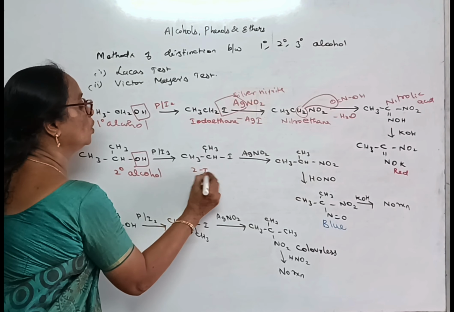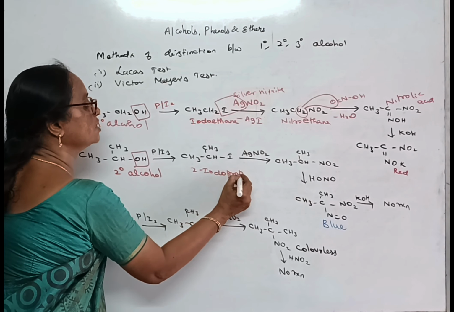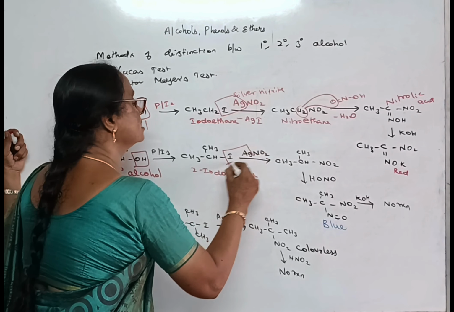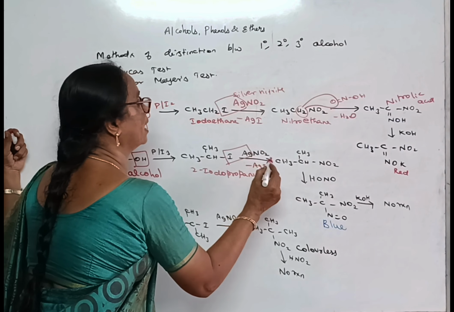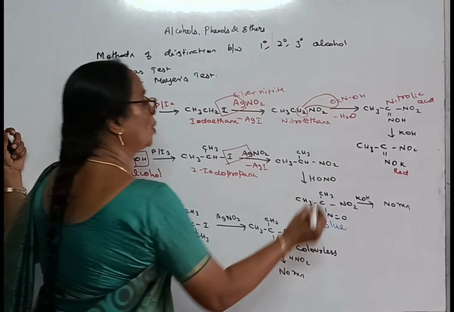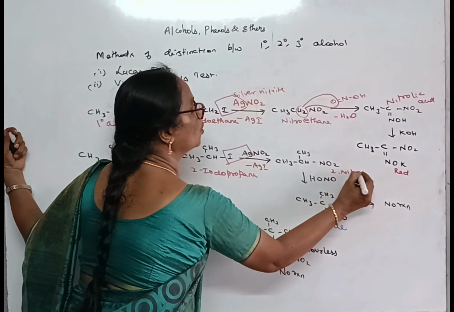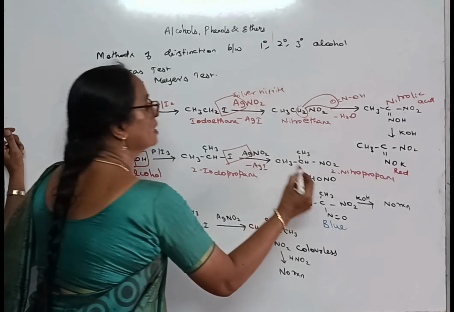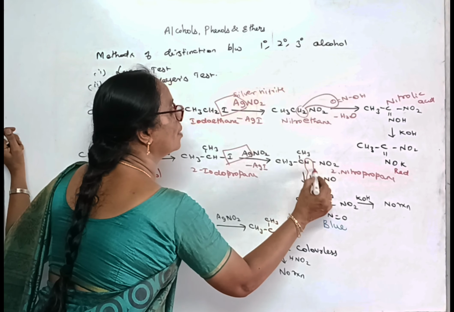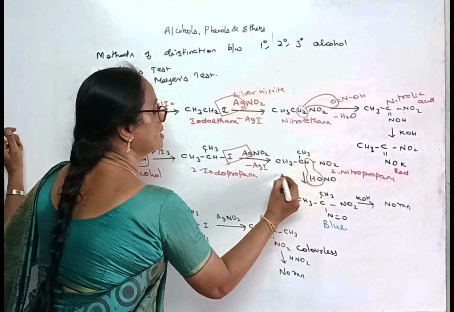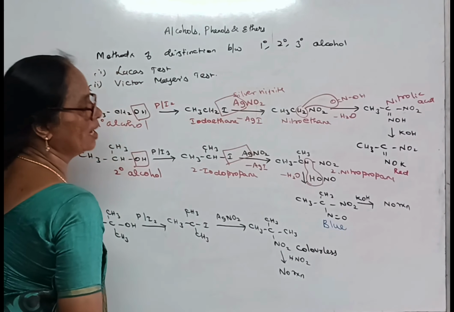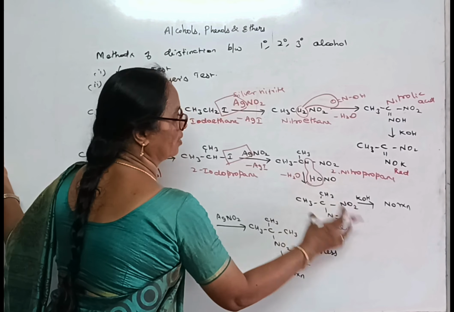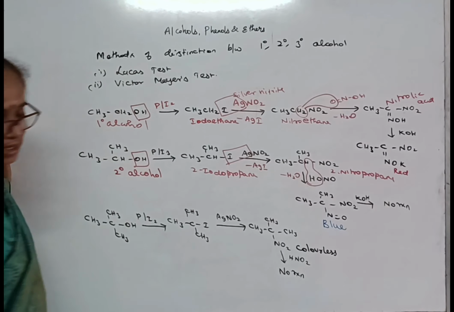So we are getting 2-iodopropane. This is followed by treatment with silver nitrite. This AgI is removed, so minus AgI, we are getting 2-nitropropane. So this is 2-nitropropane, followed by treatment with nitrous acid. Here the hydrogen atom of CH combines with OH of nitrous acid, so minus H2O. Here you are getting nitropropane, where the formation of the product is blue color.